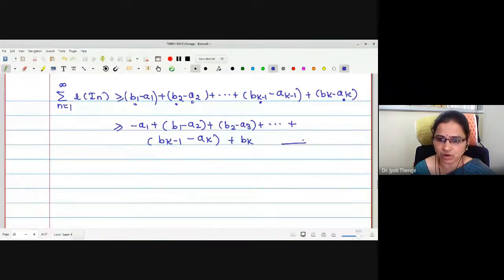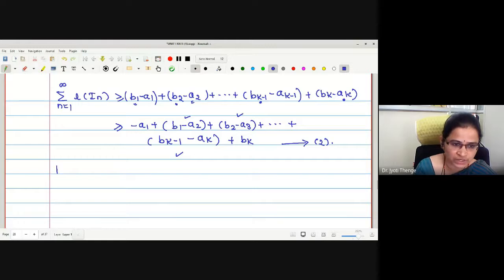Let me time being call it as statement number 2. Now we'll try to understand what are the values of every bracket, and we were going to prove that every bracketed value is positive. Check how it is. But what about the terminology for A2, B2? We know A2 less than B1 less than B2.